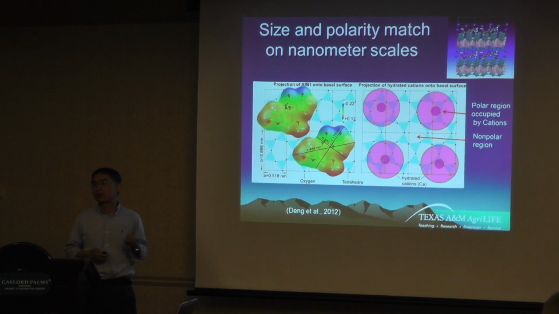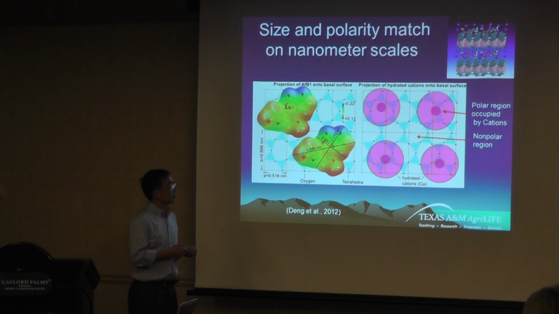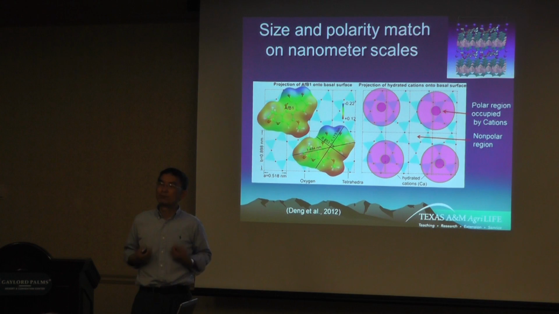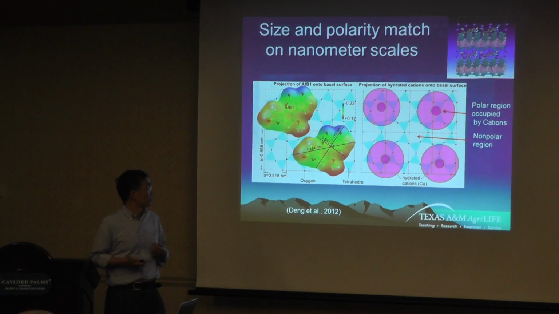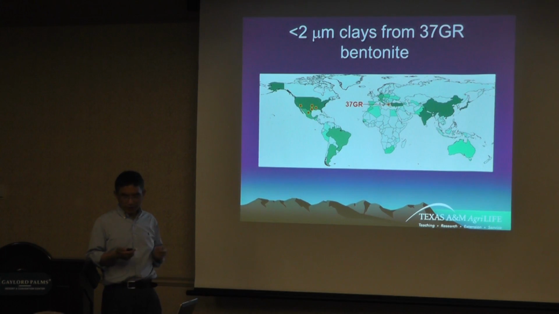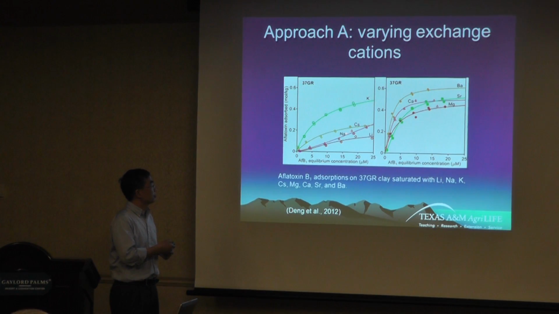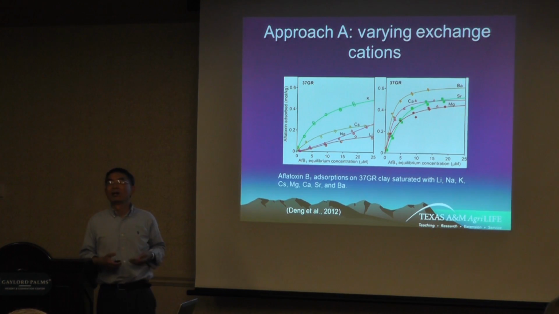We used three approaches to do this test. In the first approach, we just replace the different exchange cations, which is very easy to do. Different cations have different hydration energy, so they bring in different amounts of water. We used one Greek clay for this purpose. We put in potassium, cesium, sodium, lithium, and other different cations, and then monitored the absorption capacity.